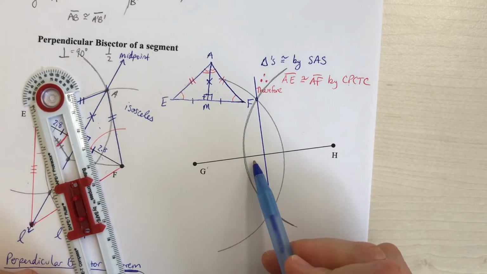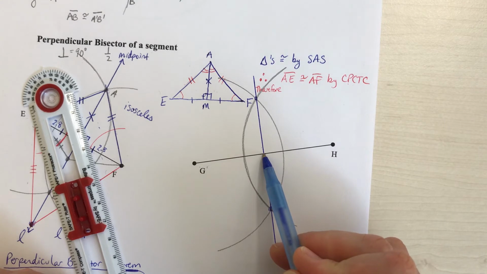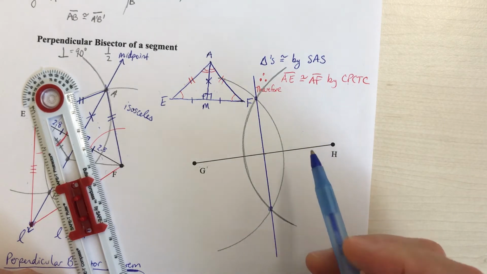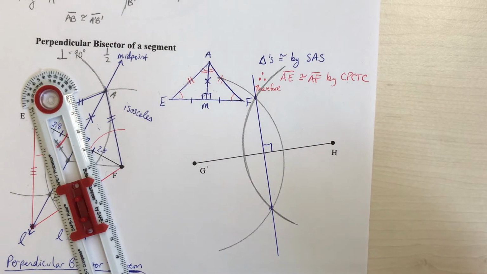Now, again, two things should happen. This intersection point should be the midpoint. These certainly look congruent, and they also look perpendicular. They look like right angles. So I think I've done a good job there. Okay, so that is a perpendicular bisector.